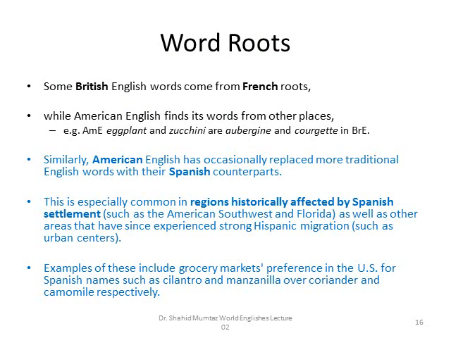Some British English words come from French roots, while American English finds its words from other places. For example, American eggplant and zucchini are aubergine and courgette in British English. These are names of some vegetables. You can put these names on Google and see their pictures.